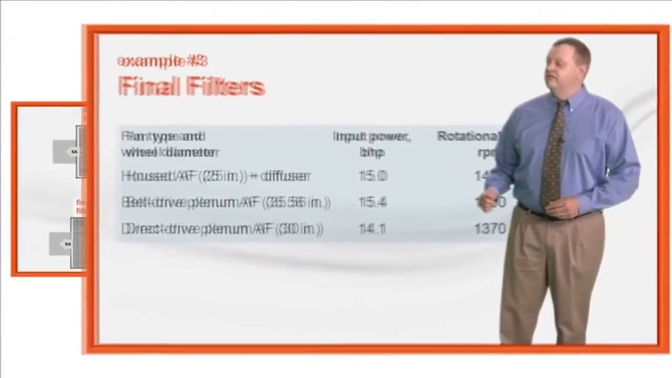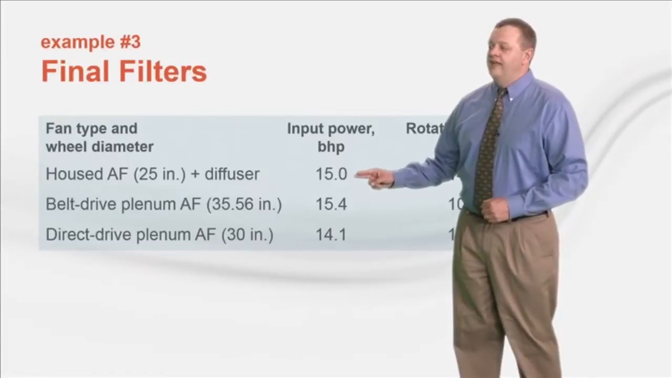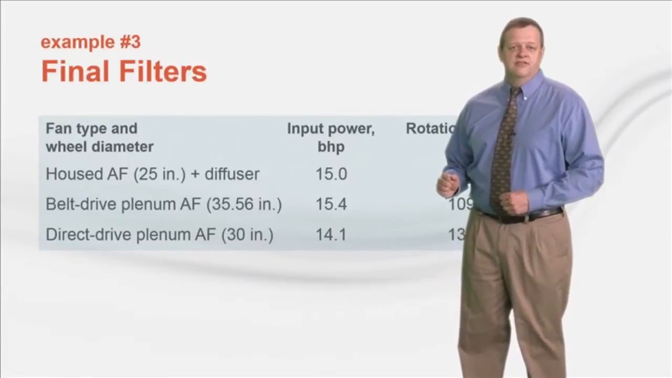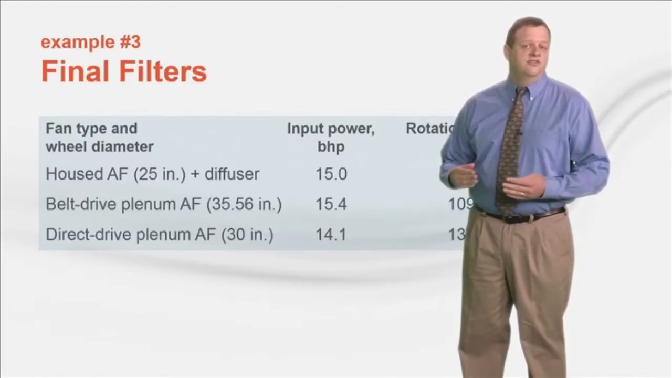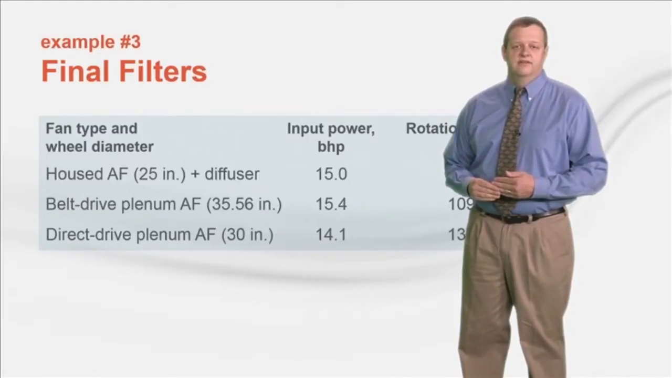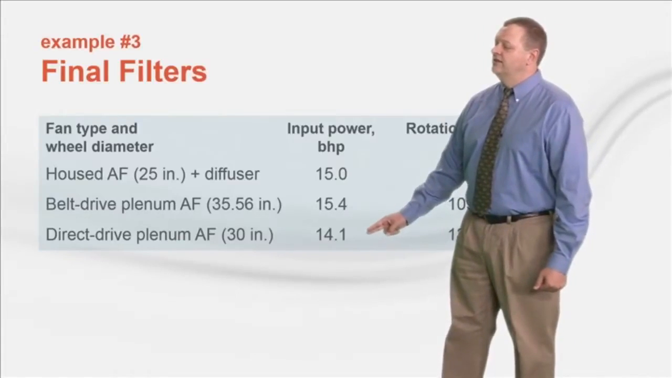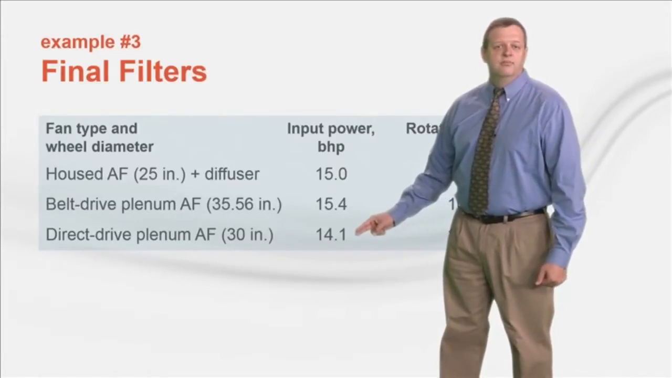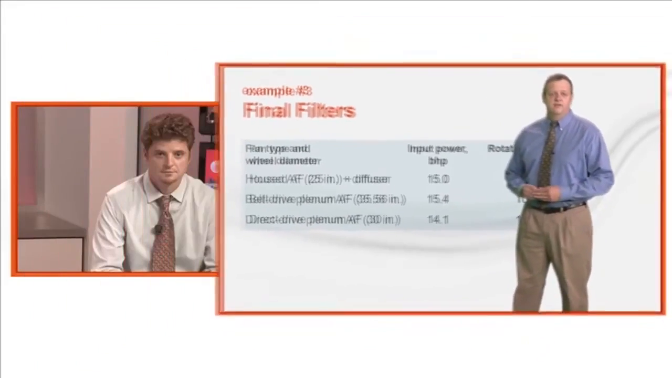In this configuration, the input power for the house fan increases due to the added pressure drop of the diffuser section and the fact that the house fan is no longer discharging directly into a straight section of duct. For our example, the direct drive plenum fan requires the least amount of power, 14.1 horsepower versus 15 for the housed airfoil fan. Let's summarize this discussion of house versus plenum fans.